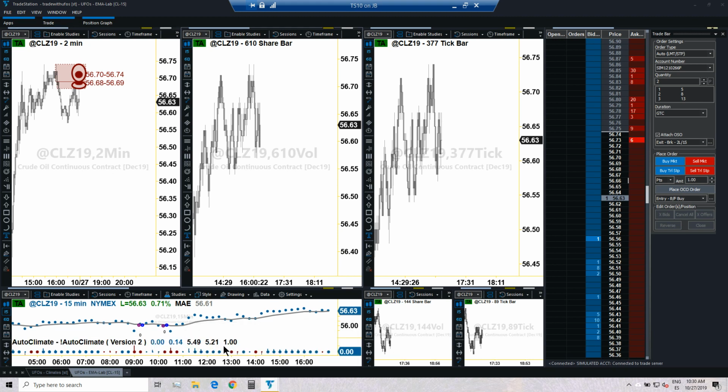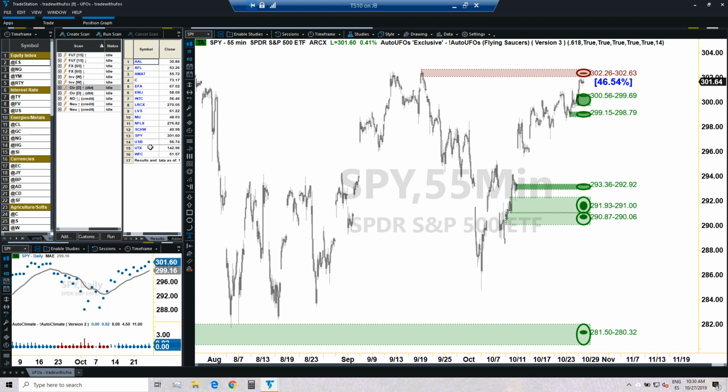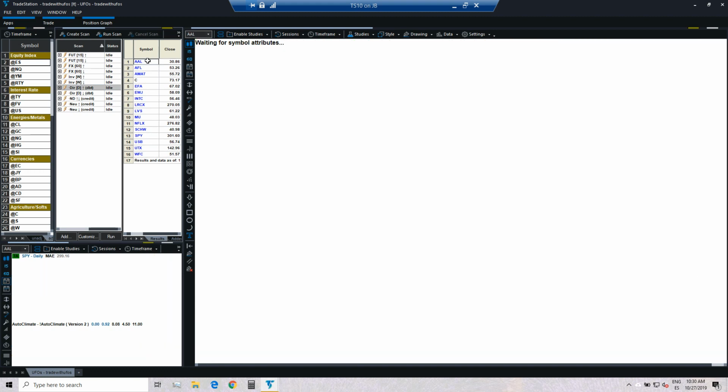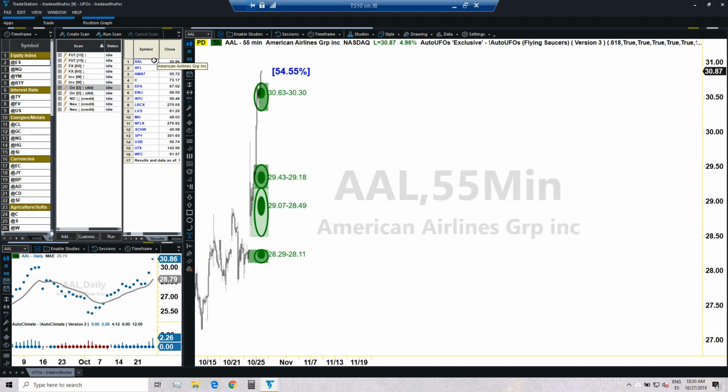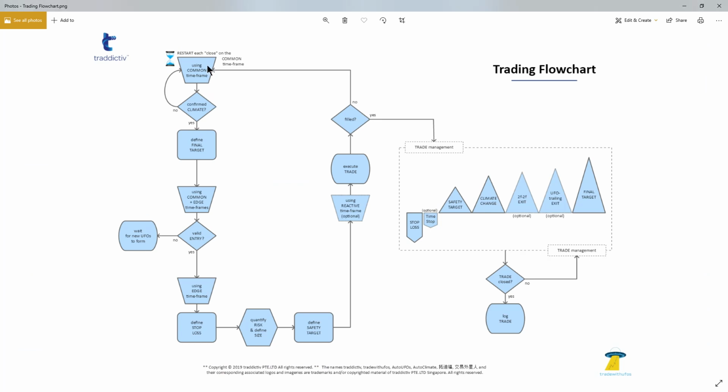So hey, let's do the last one. Stocks. So one more practice. Okay, we have a list of stocks here that meet our rules. For example, American Airlines. Let's see what happens with that stock. Okay, so let's begin.